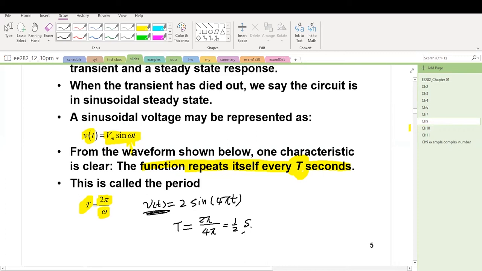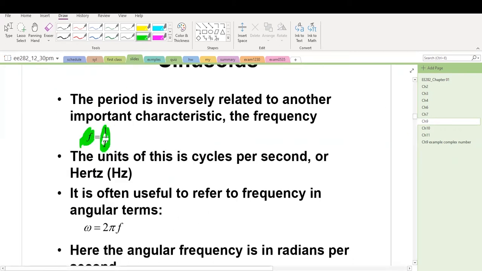So this is the period T. The frequency is 1 over T. The frequency unit is hertz, which means how many times the waveform repeats itself in 1 second. Basically, how many cycles within 1 second. This is the physical meaning of frequency. The frequency f equals the reciprocal of the period, and the unit is hertz. The angular frequency ω equals 2πf, in radians per second.